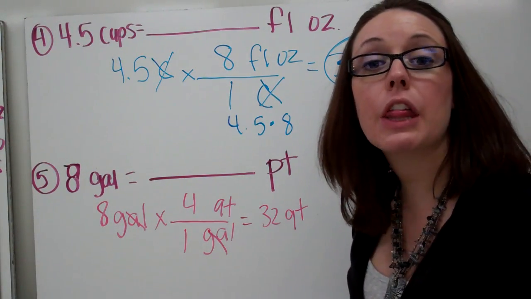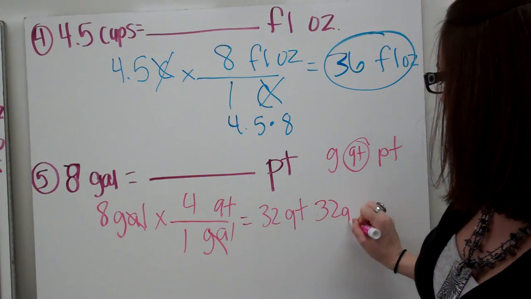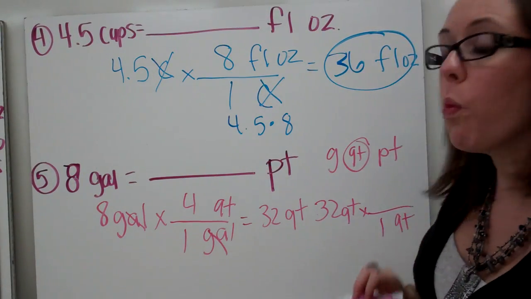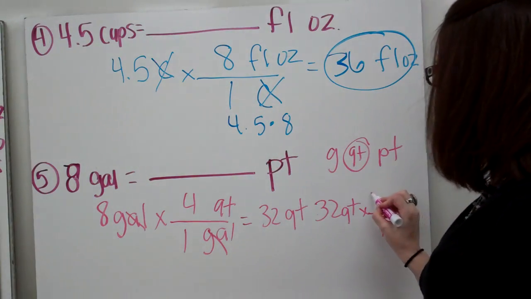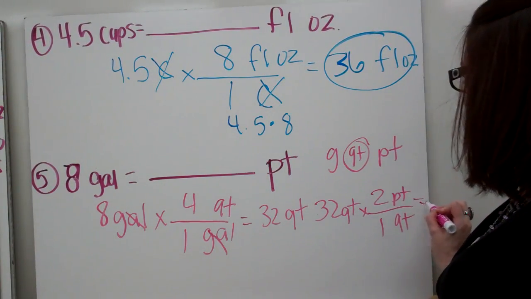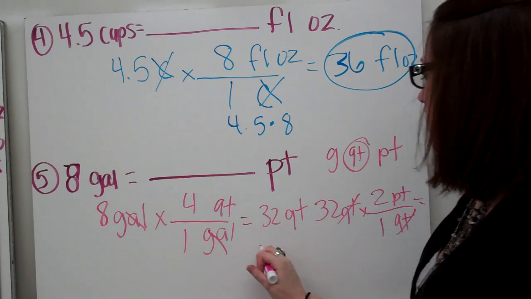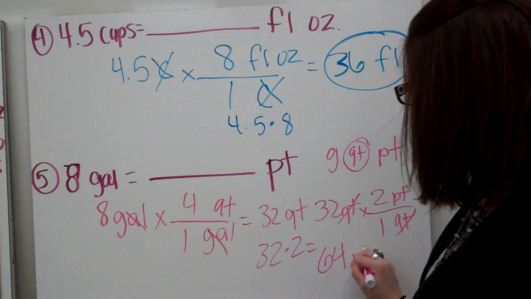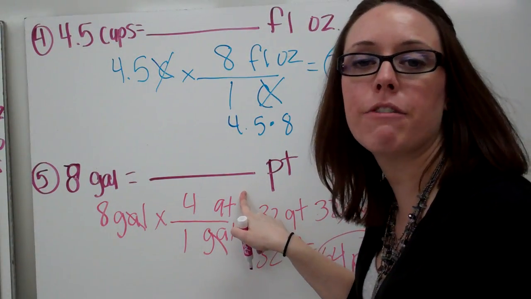And we're going to now take 32 quarts to pints. So in 32 quarts, multiply it with a ratio with quarts. In 1 quart, you have memorized there are 2 pints. So in 1 quart, there are 2 pints. Your quarts cancel. 32 times 2 is 64 pints. So in 8 gallons there are 64 pints.